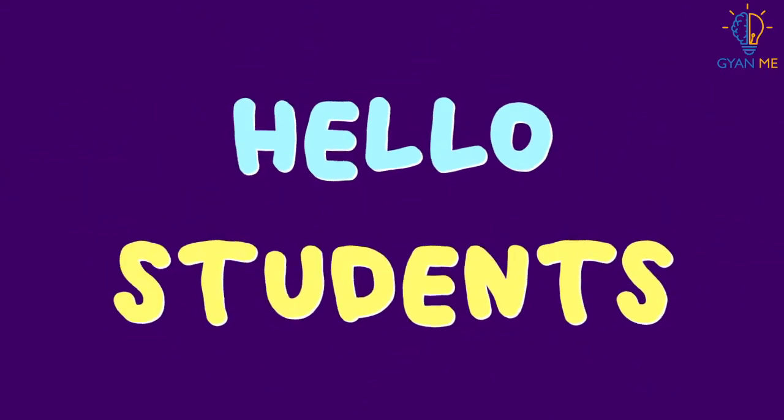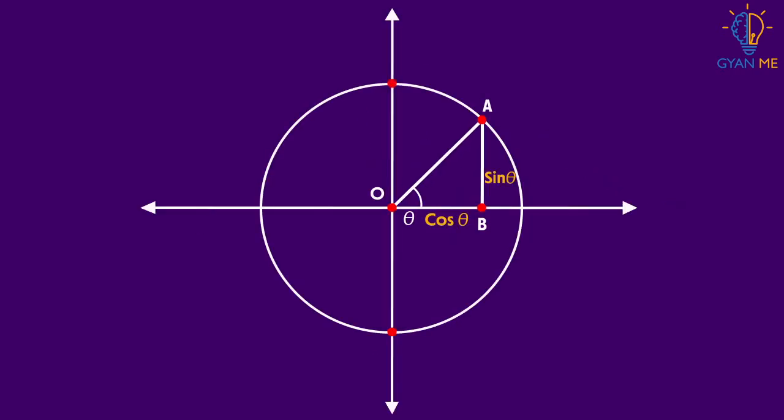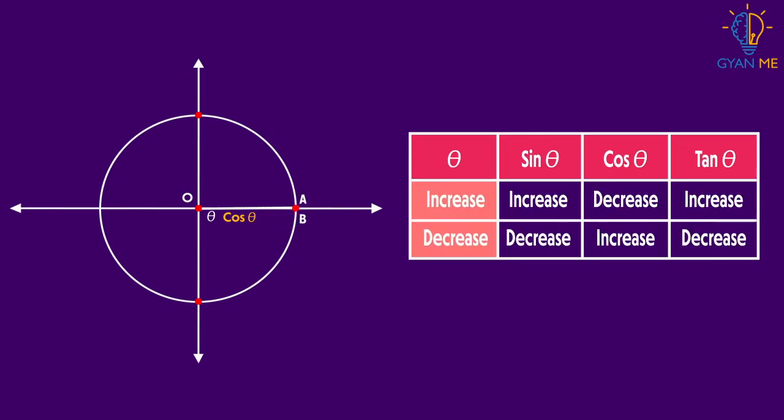Hello students! In the previous video, we discussed trigonometric ratios and the unit circle. I asked you, what if I change this reference angle? Will the values of ratios also change if I increase or decrease this angle? To answer this question, it is yes. If we increase or decrease the reference angle, that is theta, the values of ratios will also increase or decrease.